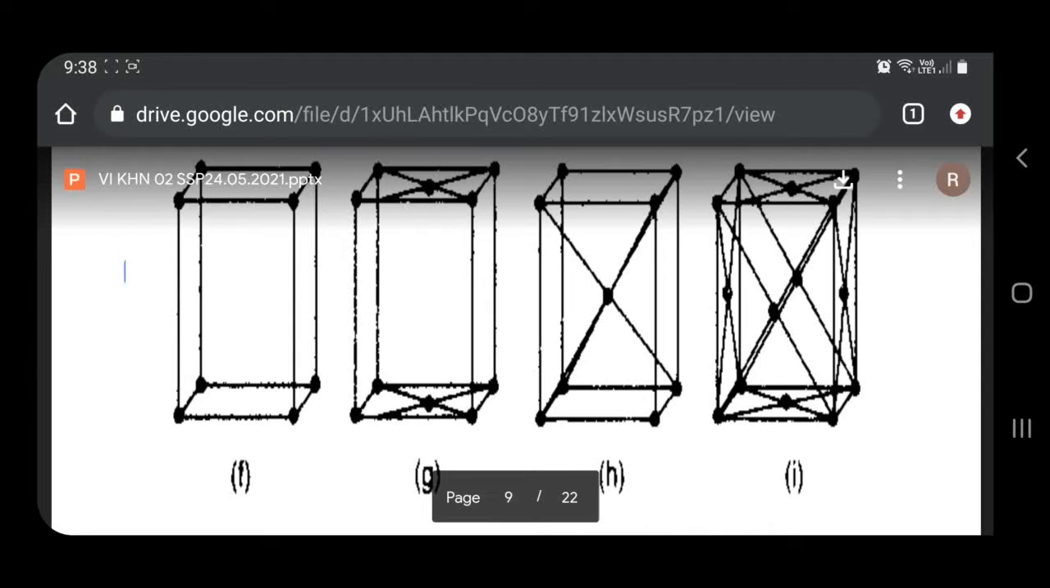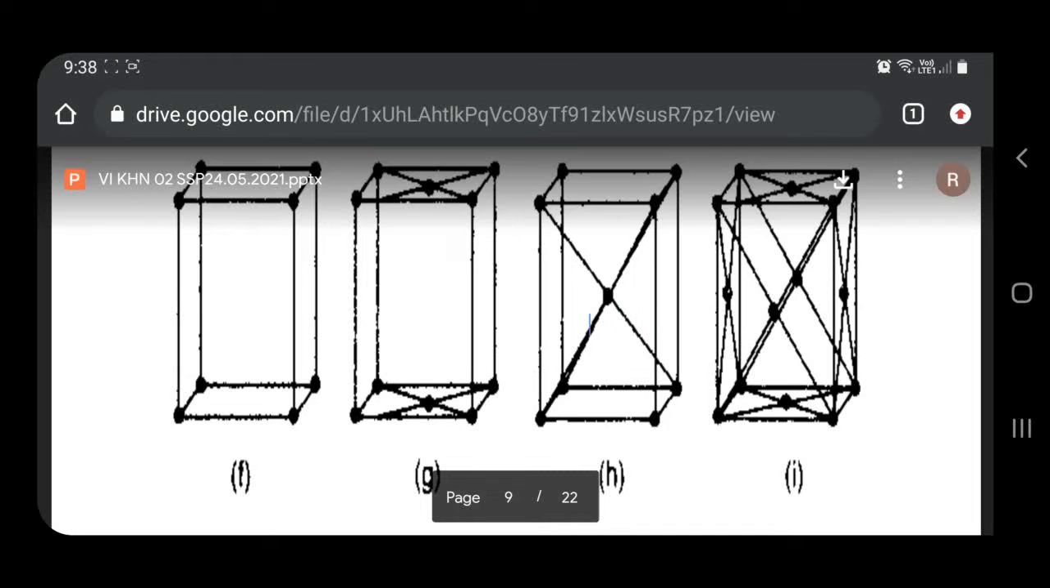So the first diagram you can observe no lattice points anywhere, interior or at any faces, right? Whereas here it is base centered. At the bottom, that is the base, you have the presence of a lattice point, and at the top face you have the presence of a lattice point. That's what it is called, base centered.